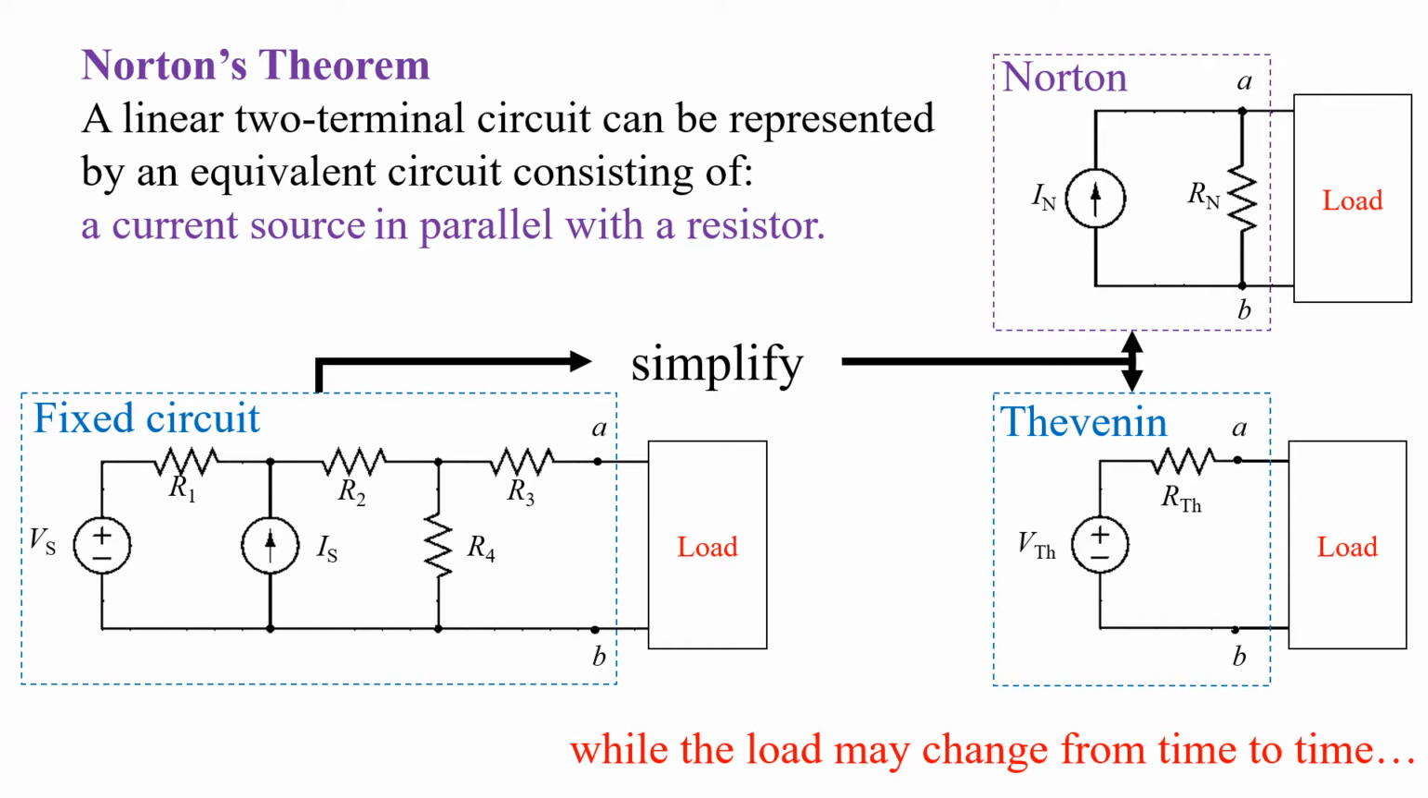Other than simplifying the fixed part of a circuit using Thevenin's theorem, we can simplify the circuit using Norton's theorem. Norton's theorem states that a linear two-terminal circuit can be represented by an equivalent circuit consisting of a current source in parallel with a resistor. Let's look at this circuit. The current source IN is called the Norton current, and it is in parallel with the resistor, which is called the Norton resistor, RN.